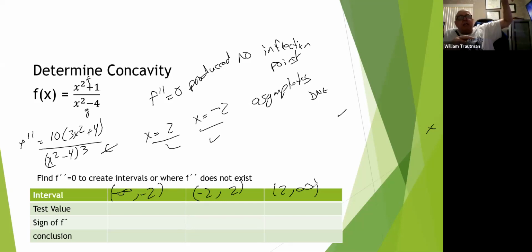Remember, we said the critical numbers for inflection are where the second derivative equals 0, or when the function does not exist, and they don't exist on those asymptotes at 2 and -2, right? If you put a 2 here, 2 squared is 4. 4 minus 4 is 0. You can't have 0 on the bottom of the fraction.